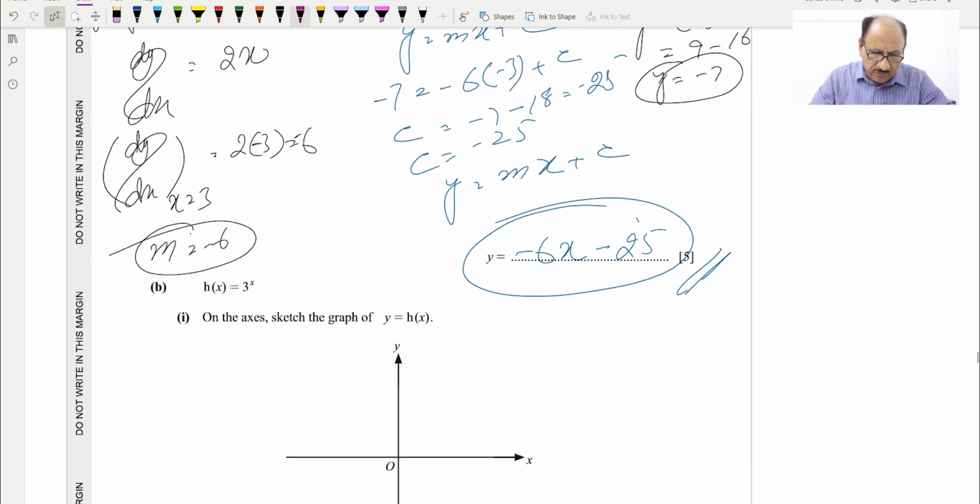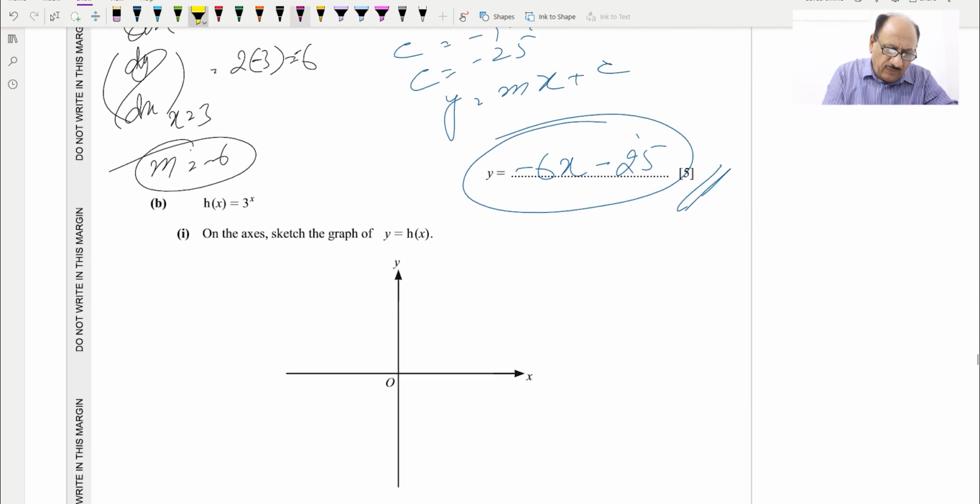Hopefully you understood this. Now, part b: h of x is equal to 3 raised to the power x. On the axis, sketch the graph of y is equal to h of x. So what we can do is take some values. 3 raised to the power 0 will be 1, so the y value will be 1. 3 raised to 1, y value will be 3. 3 raised to 2, y value will be 9. We can take some values.